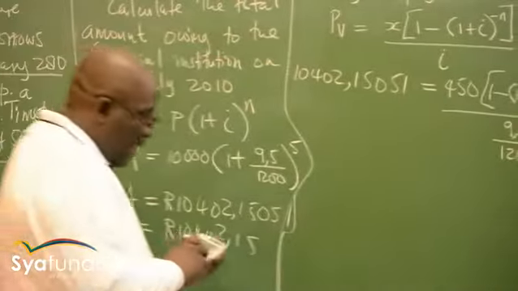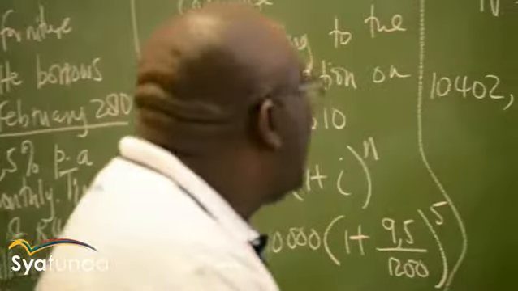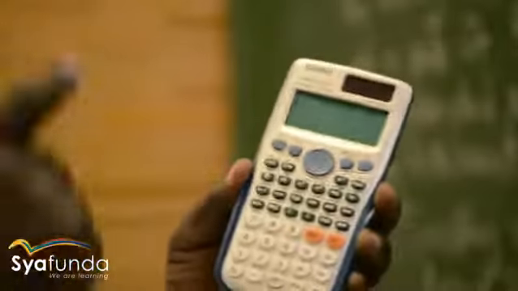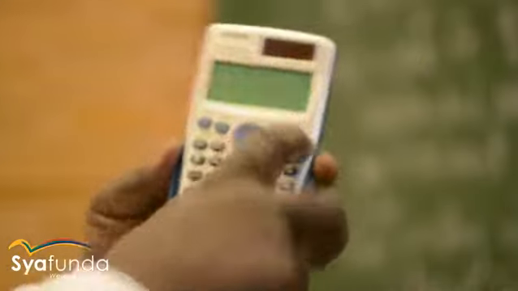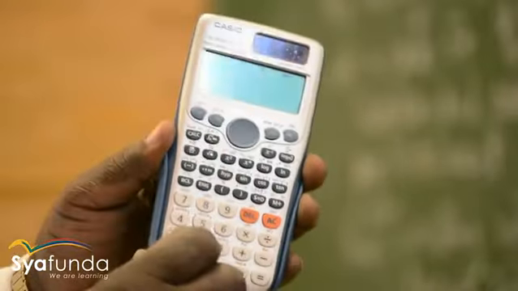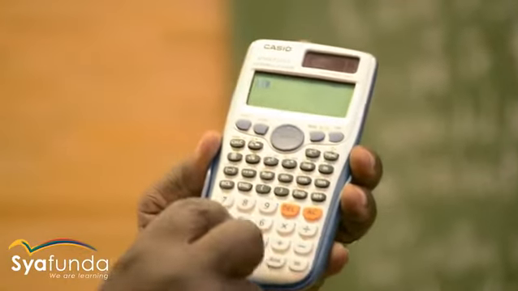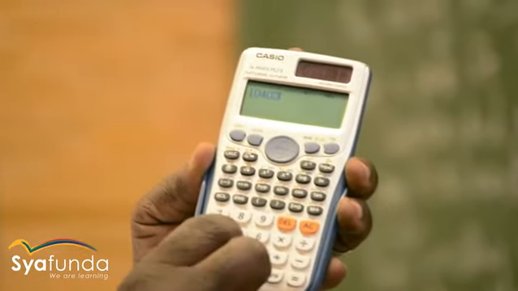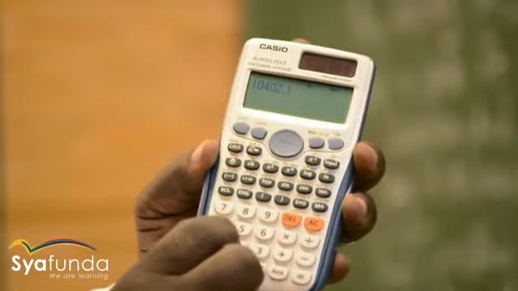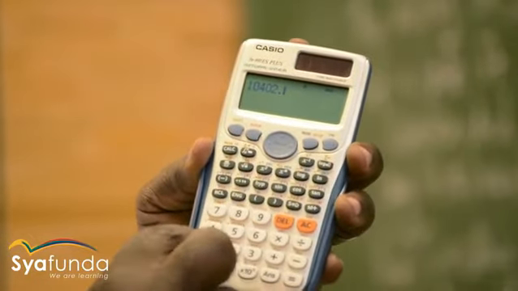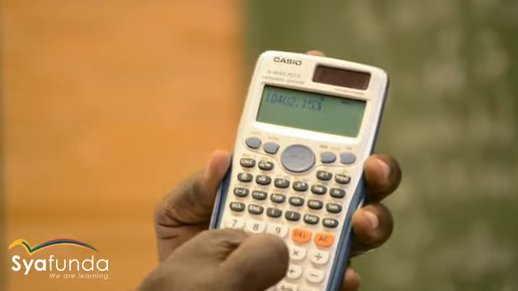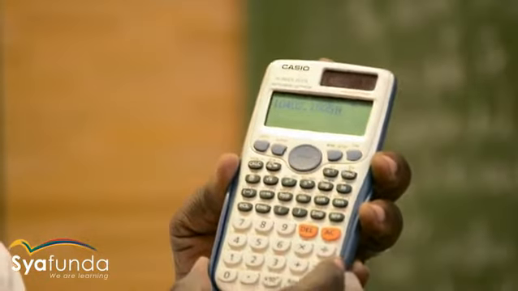Let's go to our calculators. Let's do this thing together. Number one, what is it that I see there? I see the value of PV, which is 10,402.15051, exactly as it is.